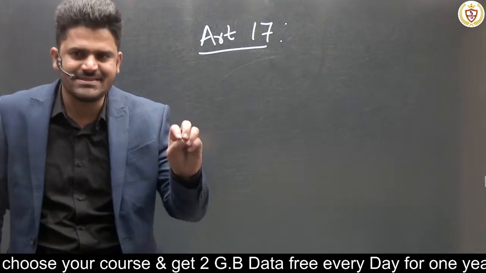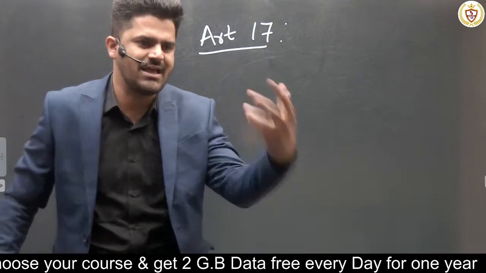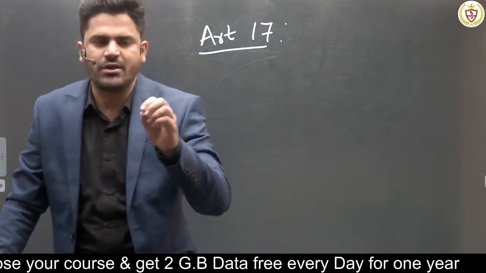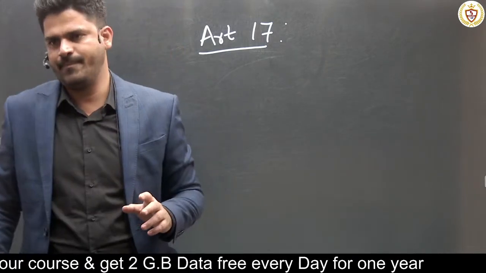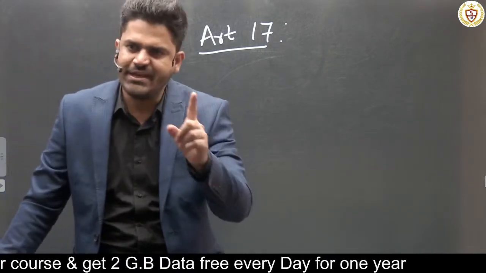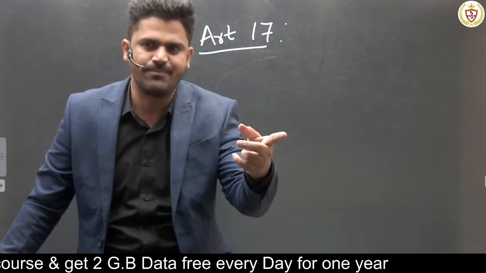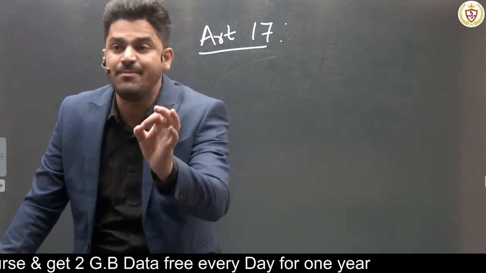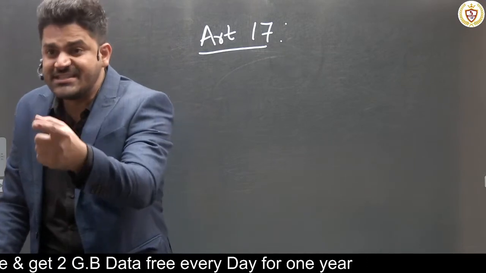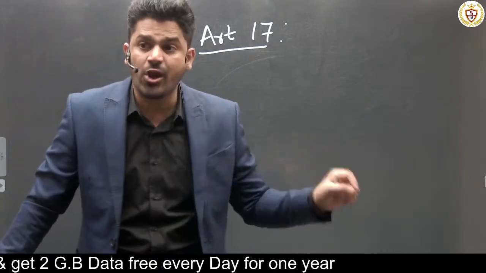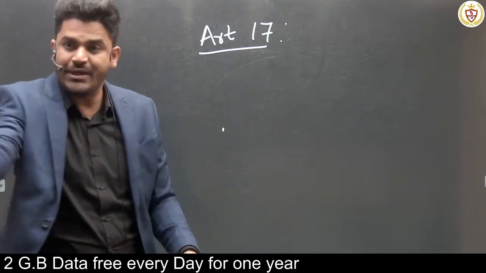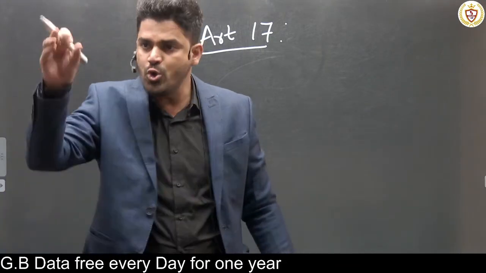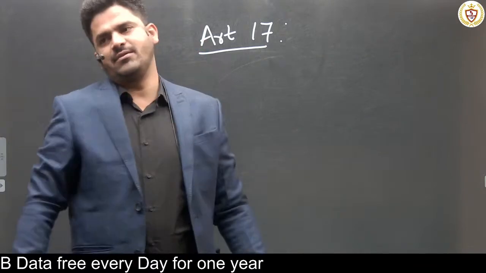Article 17 says that practice of untouchability is abolished, and its practice in any form is forbidden. Enforcement of any disability arising out of practice of untouchability shall be an offense punishable in accordance with the law. So the Constitution of India has empowered the Parliament to enact a law to implement Article 17.